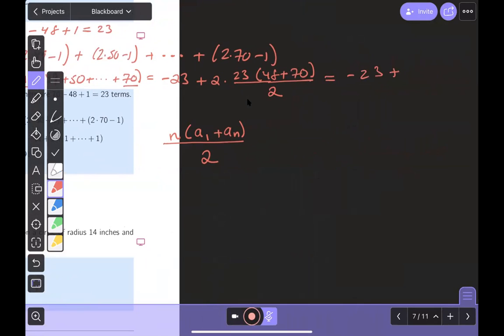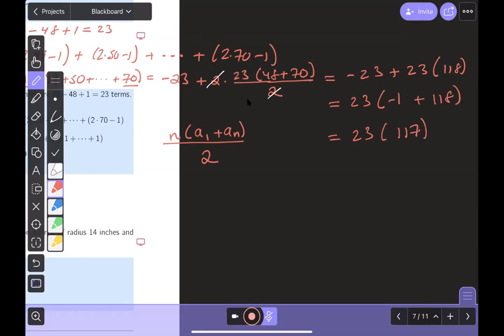Plus, well, I hope you realize the 2's cancel off. Plus what now? 23 times, and what's 48 plus 70? That's going to be 118, right? I'll do the arithmetic now. I'm going to factor out 23: 23 times minus 1 plus 118. I'm not beyond making mistakes, by the way, and that's why I want to look at the key later.